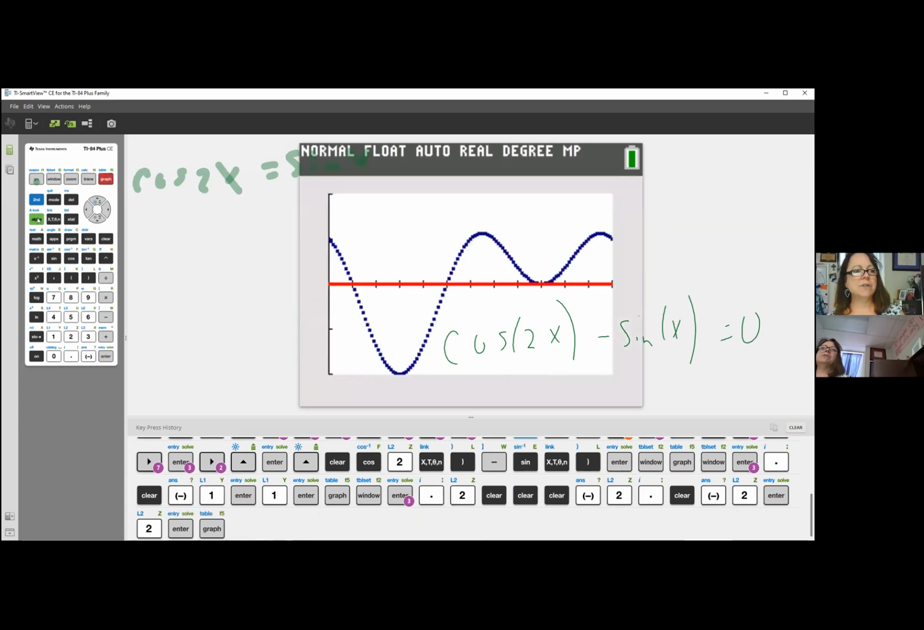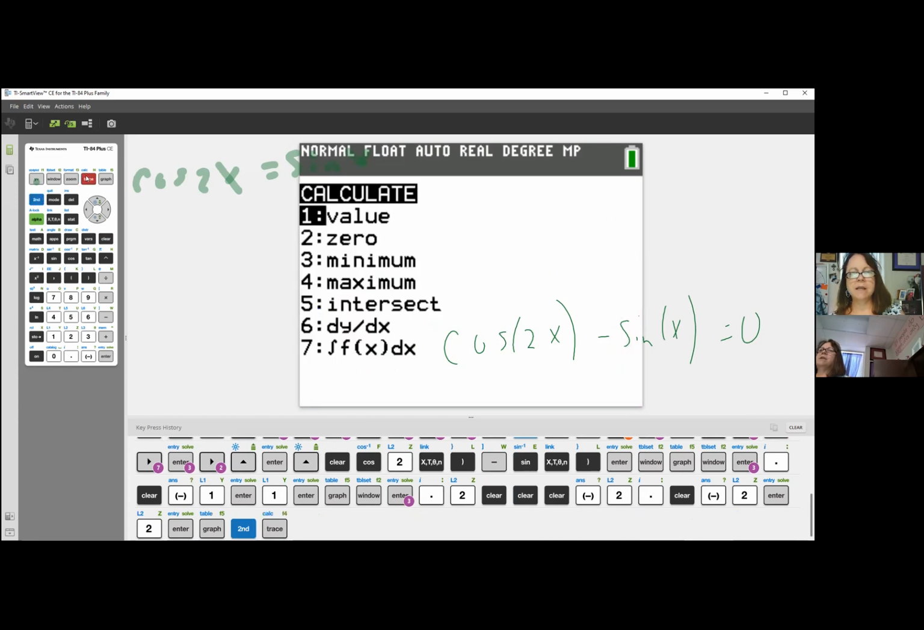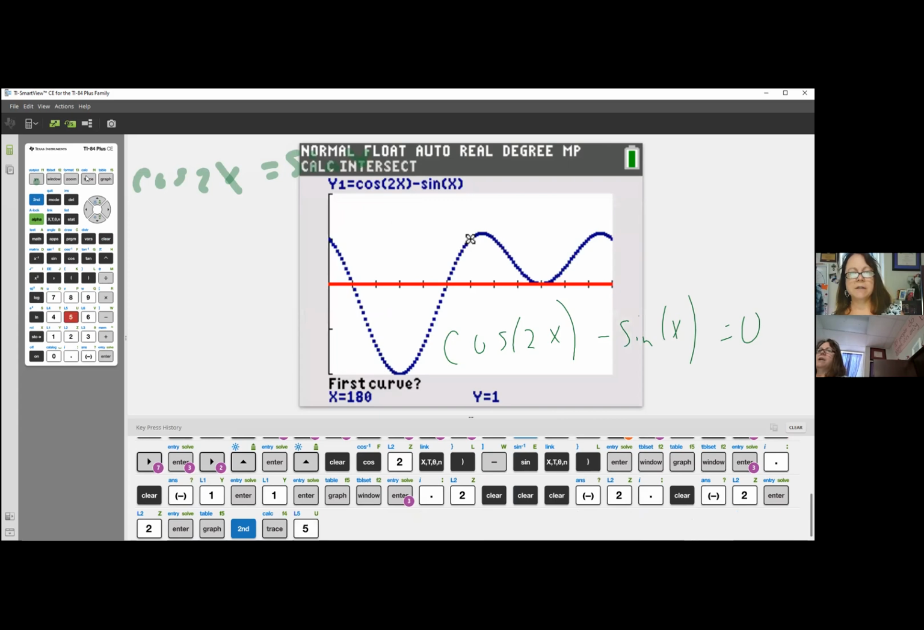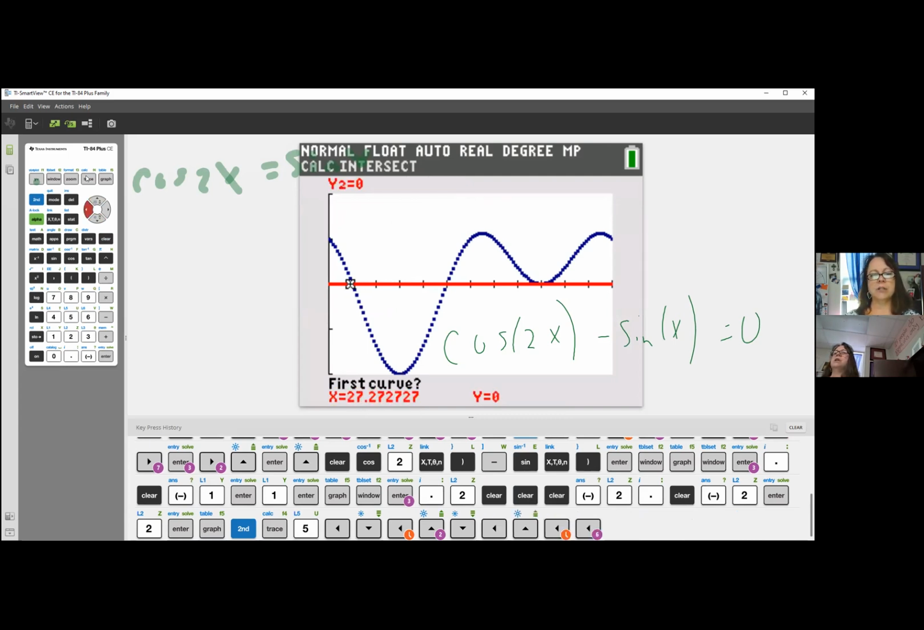Okay, so I'm going to go to second, calculate, above the word trace, number 5 for intersect. I'm going to move it. I'm going to just down arrow once and let it trace along the line y equals 0. If I up or down arrow, guys, see, it changes to the first curve, and now it goes to the second curve on the red line or the blue line. So I just think it's easier to move it along the 0 line to that first intersection. Push enter for first curve, second curve, guess.